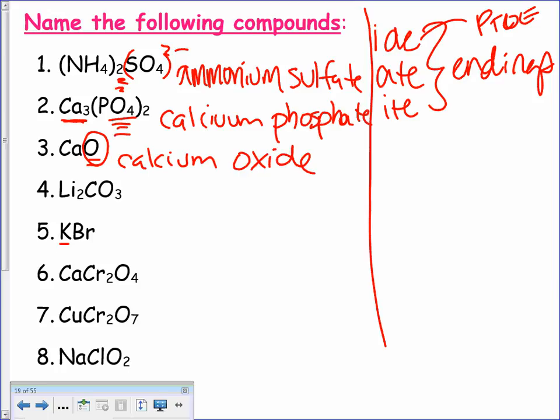Give me another binary one that just has 2 elements, which is the next one. Number 5. So first name, last name, go. So bromine changes to bromide, right? Bromide.